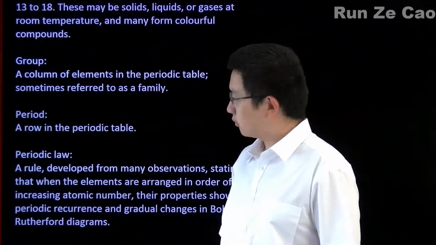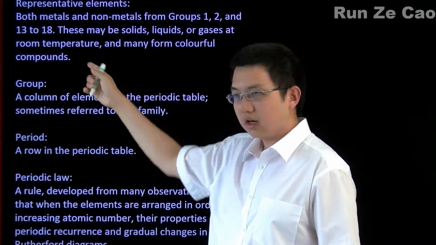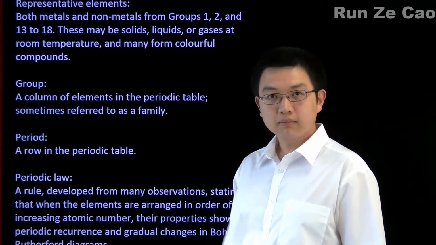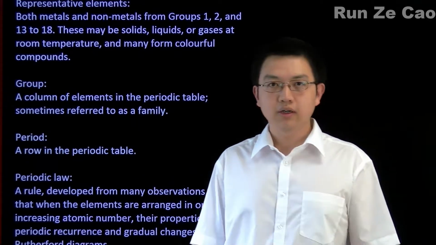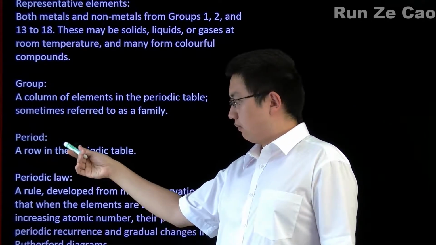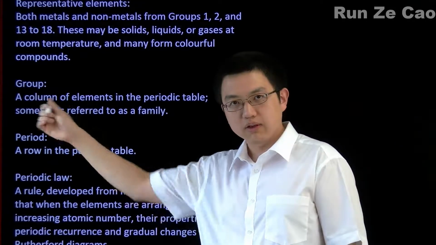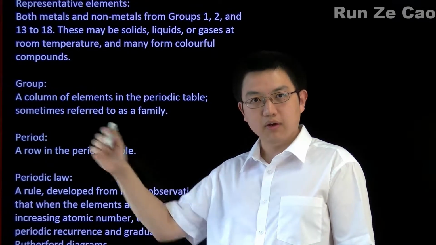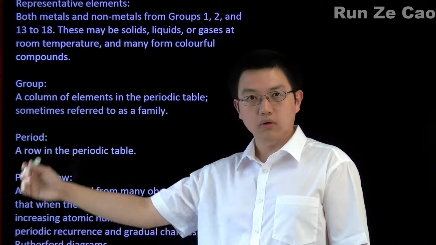Now, we just said group. It says groups 1, 2, and 13 to 18. Well, what's a group? It's a column. Sometimes it's called a family because of their relative similarity to each other, whether in terms of reactivity or other traits. Now, a period, well, it's called a periodic table for a reason. Every once in a while, the traits start repeating. So that's a periodic pattern, right? So a period must be a whole row.